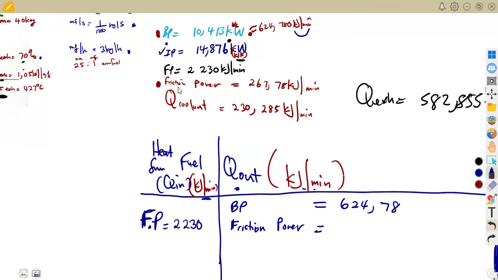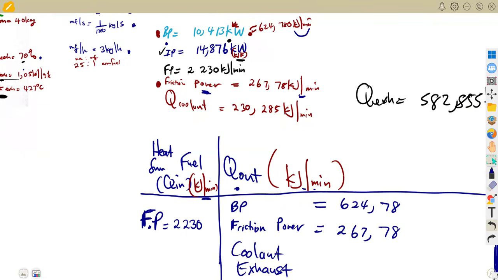The friction power, we already have this, 267.78, which is kilojoules per minute. Already it's in kilojoules per minute. Then we saw that we're going to have the heat to the coolant, to the exhaust, and the remainder. Those are the last, the exhaust and the remainder.